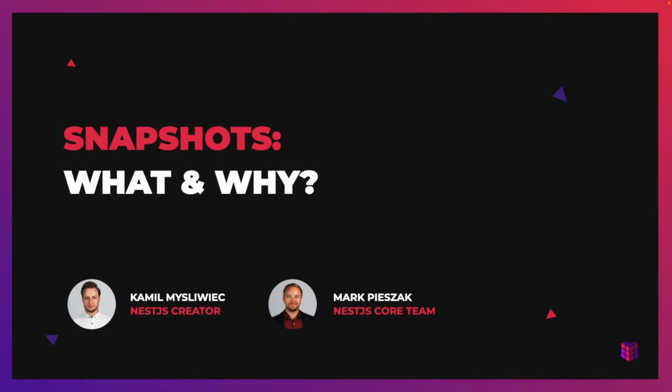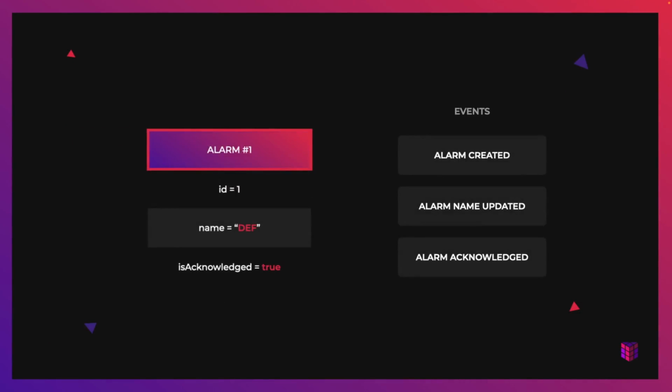In the previous lesson, we learned how to rehydrate an aggregate from history by replaying all events from the stream. This approach works well for aggregates with a small number of events. However, as the number of events grows, the rehydration process can become time-consuming and quite inefficient. To address this issue, we can use a technique known as snapshots.